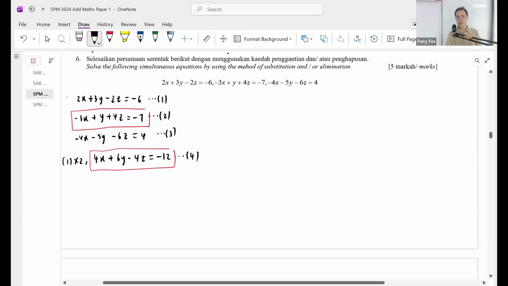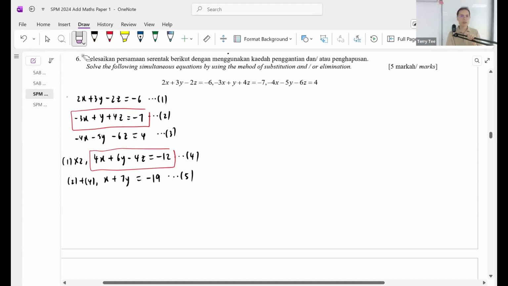Now I need you guys to focus on equation 2 and equation 4 and decide, should I plus or minus? In this case, we plus, right? Because you want to get rid of z. So take equation 2 plus equation 4. Minus 3x plus 4x is a single x. y plus 6y is 7y. Minus 4z plus 4z becomes 0. And minus 7 plus minus 12 is minus 19. Call this equation 5.